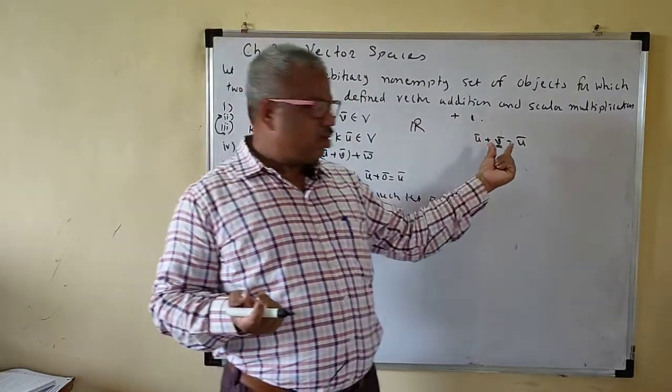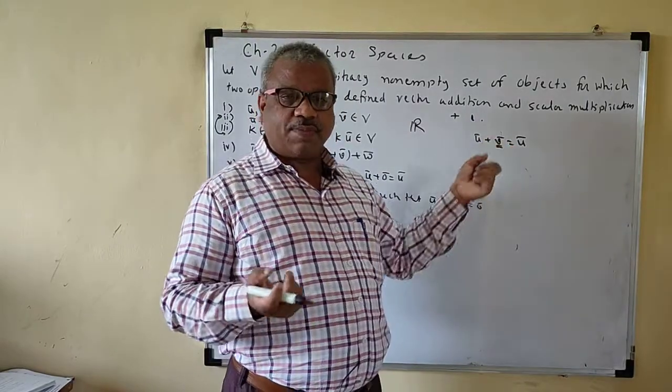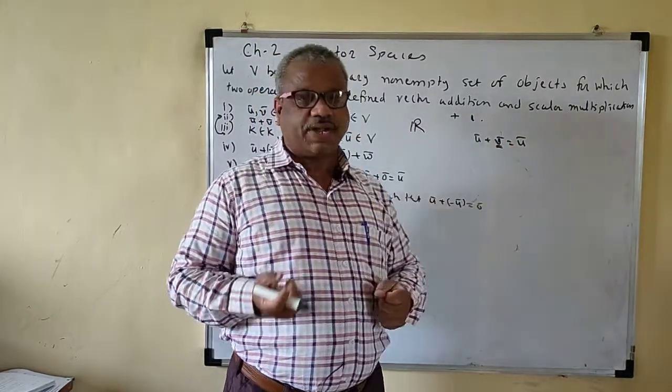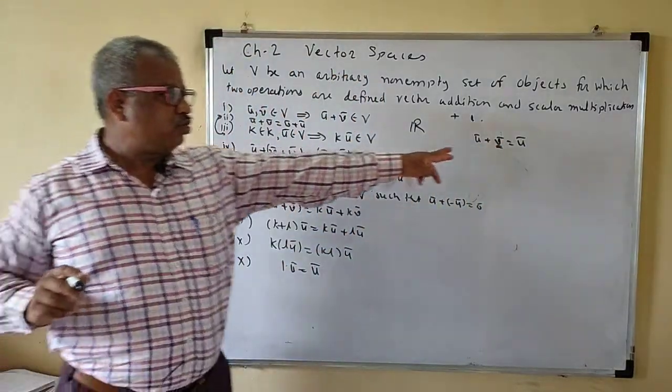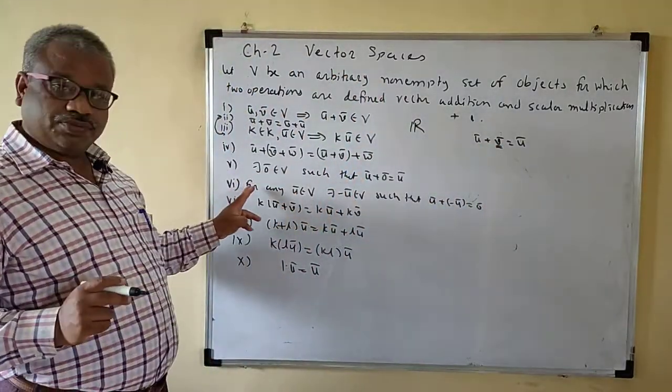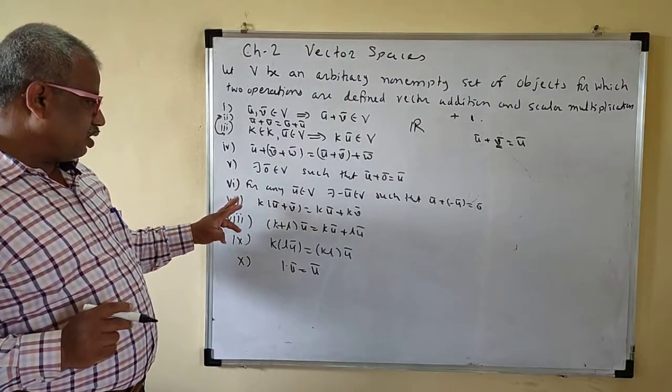If this happens, then you say that your zero vector exists. Such a vector should exist. This is also a condition. Then the next condition is what?